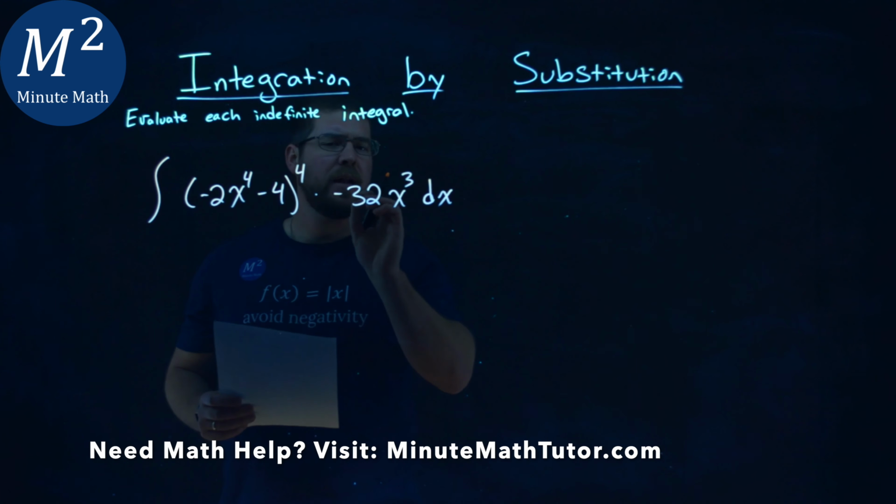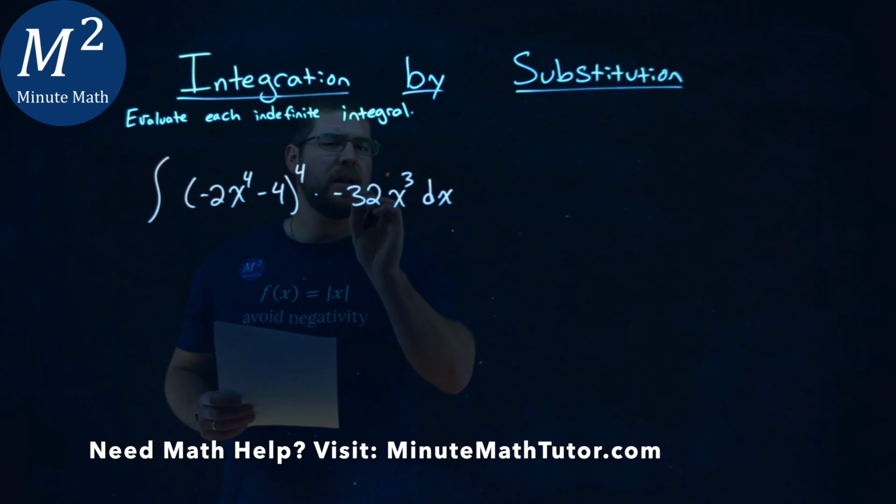Well, I want to set a u value here. I got to find that. And I generally pick something that's within the parenthesis here. So if I have a u value of negative 2x to the fourth minus 4 inside the parenthesis, we need to find the du value.